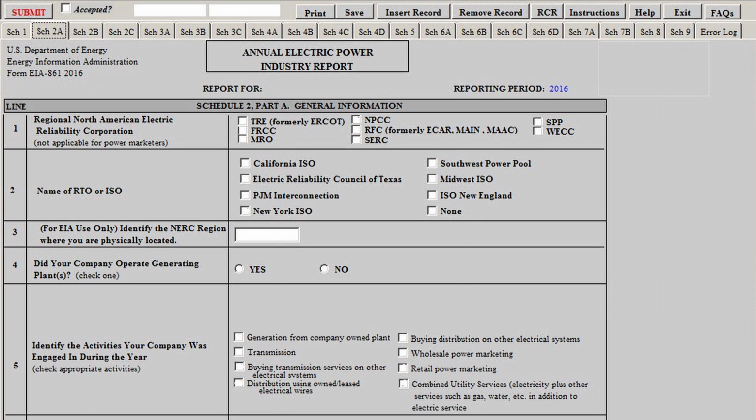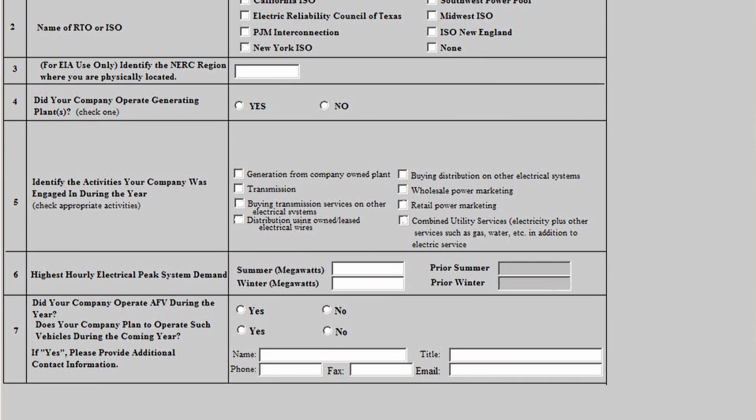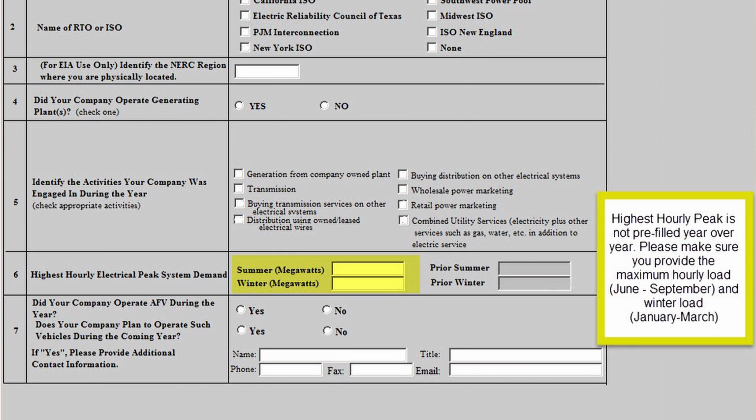Schedule 2 Part A collects general utility information. Lines 1 through 5 will roll over from the prior reporting year, although it is important to make sure that those fields are correct and make any updates if necessary. Line 6 is not pre-filled and must be reported if your utility provides bundled or delivery-only electricity services. Please provide the highest hourly peak demands at any 1-hour interval for summer and winter in megawatts.